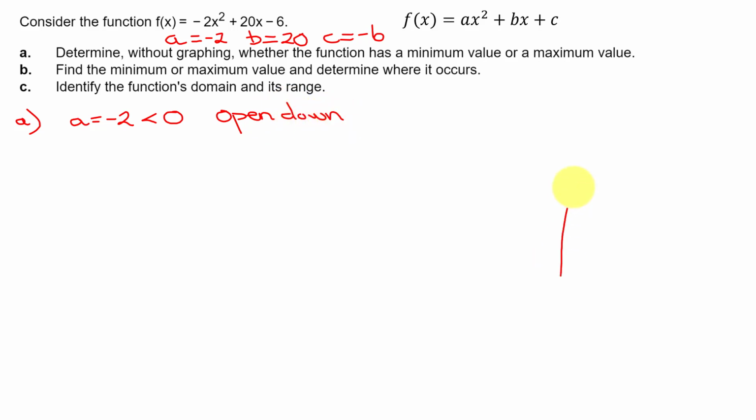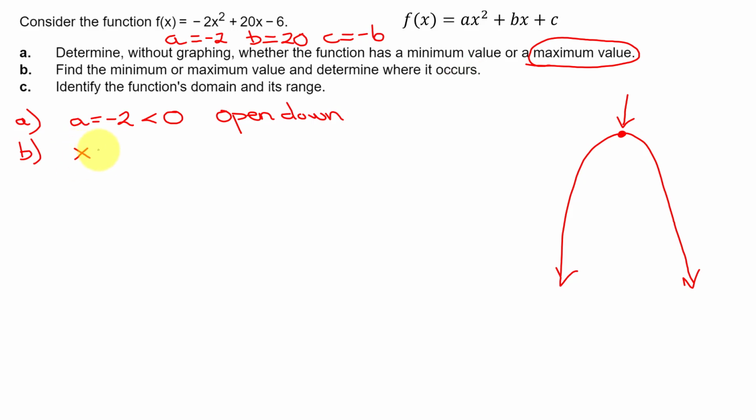And if I sketch my parabola over here, I'm going to get a parabola that looks like this. Here is the vertex. And is the y value of the vertex going to be a minimum or a maximum? Because it opens down, I'm going to have a maximum value, and it's going to be right here at the vertex. So now in the second part of the question, we need to find the minimum or maximum value and determine where it occurs.